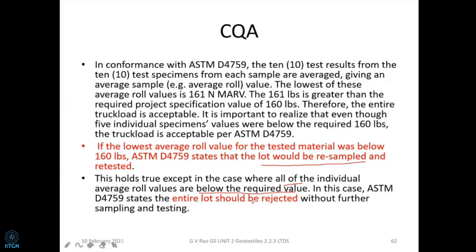But then, if all the individual average roll values are below the required value, so what do we do now? The entire lot is rejected. Okay, if some of them are lower, we repeat the testing. If all the roll values are going to be less than specified, we have to do this.